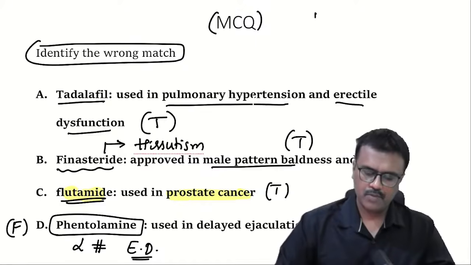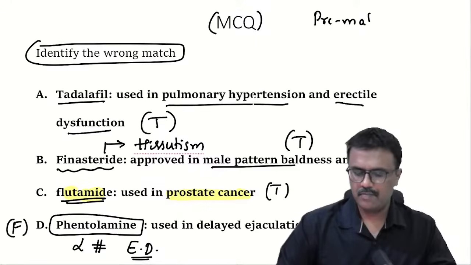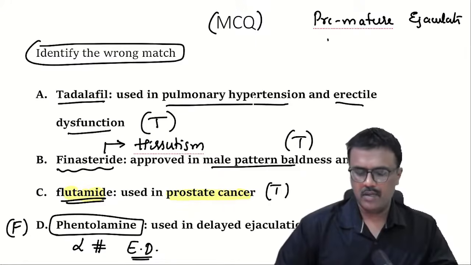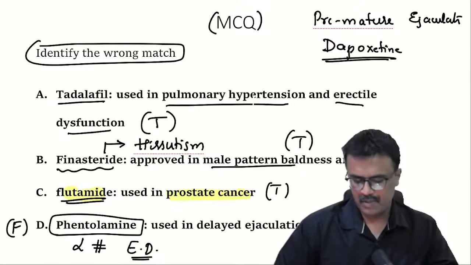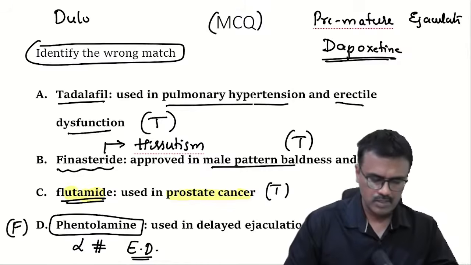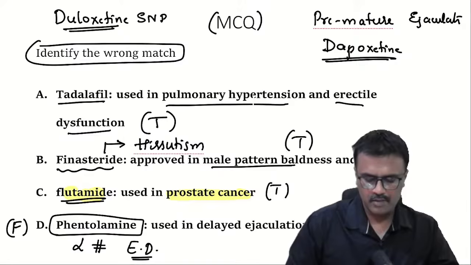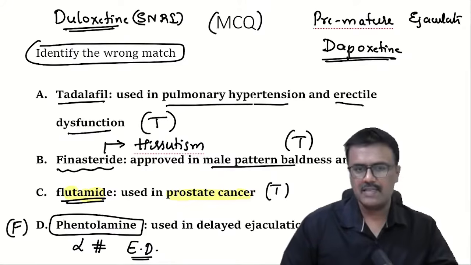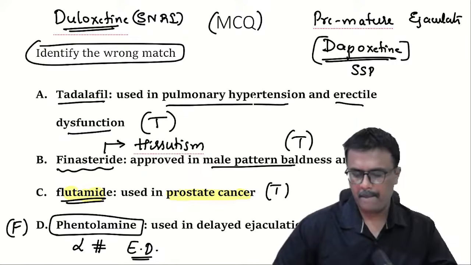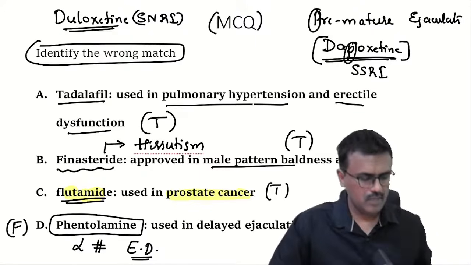Now, what is the drug which is approved for premature ejaculation? The drug approved is dapoxetine. Dapoxetine. Don't confuse with duloxetine. Duloxetine is an SNRI, which is also used for stress urinary incontinence. Dapoxetine is an SSRI. Remember P for premature ejaculation.